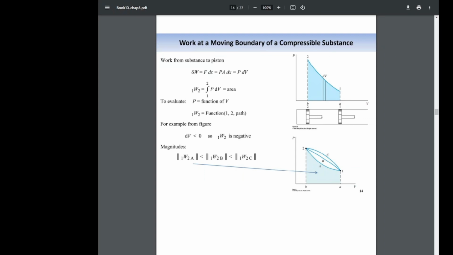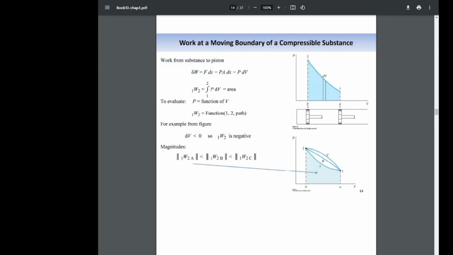So in this case, the work from 1 to 2 is a function of the path. For example, we could have positive work or negative work. If we're having a decrease in volume, so the delta is a negative value, less than 0, then we'll have negative work.